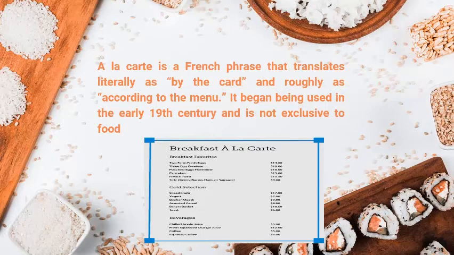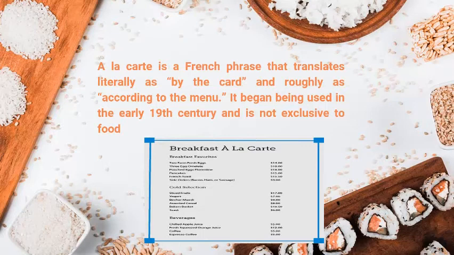Our customer can choose individual items and combine them any way they want. Okay, guys, do you know where does a la carte come from? Let me tell you, a la carte is a French phrase that translates literally as by the card. It began being used in the early 19th century and is not exclusive to food.